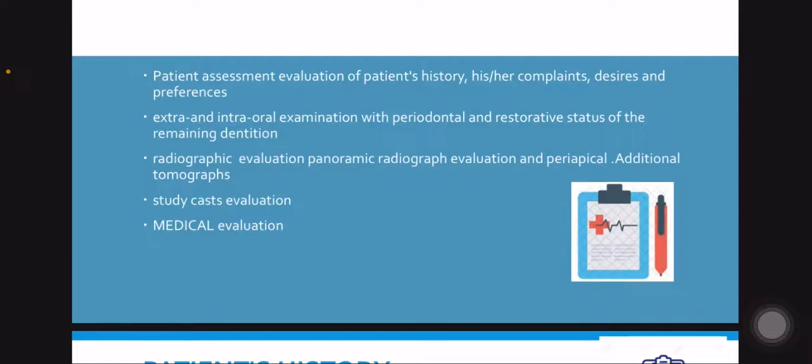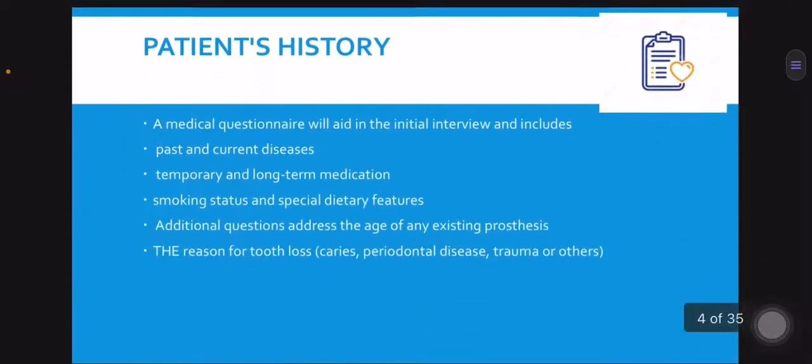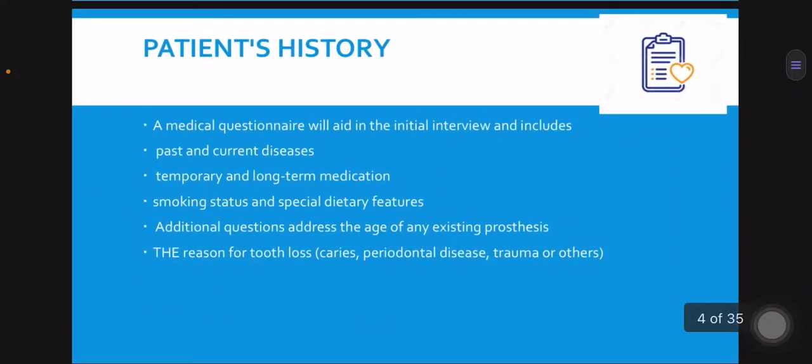We use diagnostic aids: radiograph evaluation, panoramic evaluation, periapical and additional tomography, study cast, and of course we have to do a medical evaluation. Patient's history: a medical questionnaire will aid in the initial interview of the patient, which includes the past and current diseases, the temporary and long-term medications, smoking status, and specific dietary features. An additional questionnaire addresses the age of any existing prosthesis.